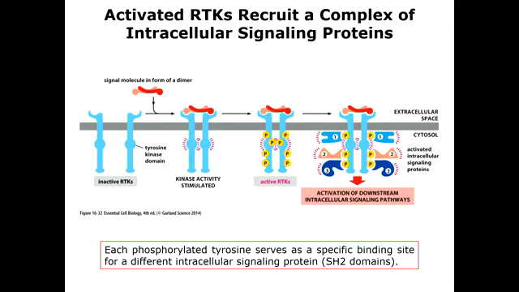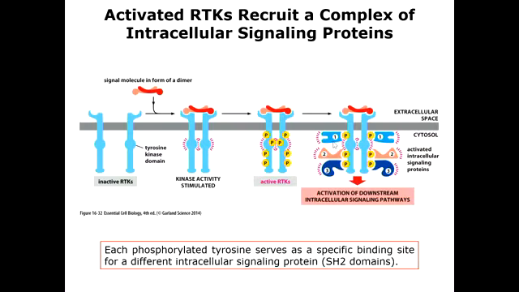Each phosphorylated tyrosine, as shown here, serves as a specific binding site for a different intracellular signaling protein. There's a type of domain called an SH2 domain that you can think of as like a docking site. So these proteins that bind here all have SH2 domains, and those domains will bind onto the receptor where it's phosphorylated. And now I'm going to give you a lot of this information in a movie because I like to do that. That way you have me talking and then a movie as well.